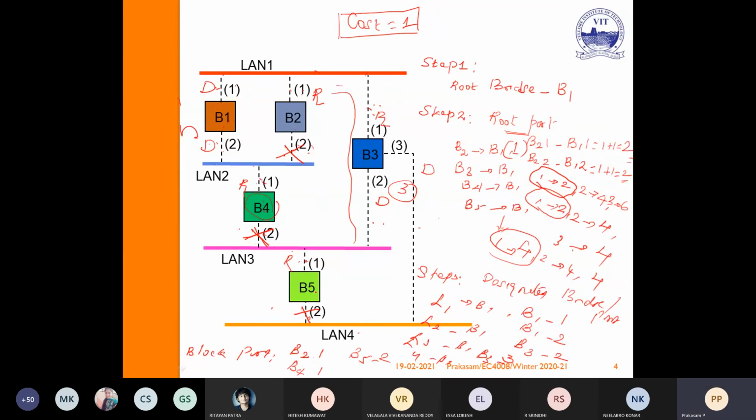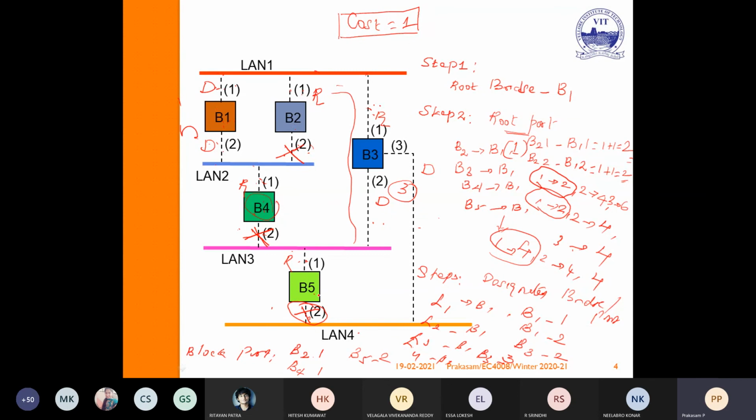Similarly, between LAN 1 and LAN 5, B3 is one path, and B1, B4, B5 is another path. So now B5 port 2 is removed as a black box. Automatically, it contains only one bridge. So the looping problem will be removed. So this is how, using spanning tree, you can reduce and avoid the looping concept.